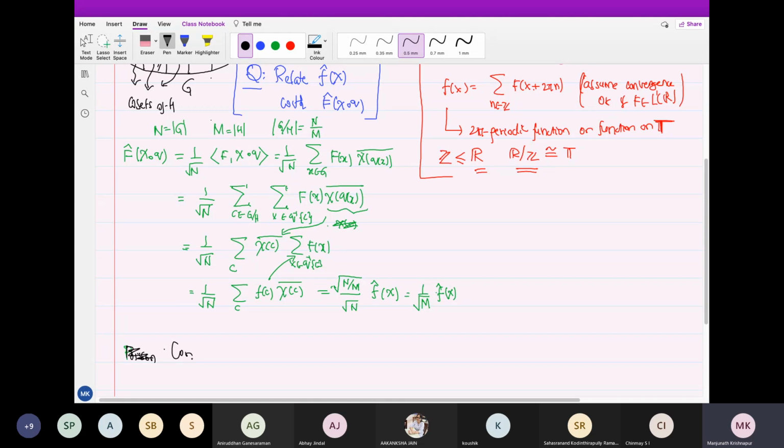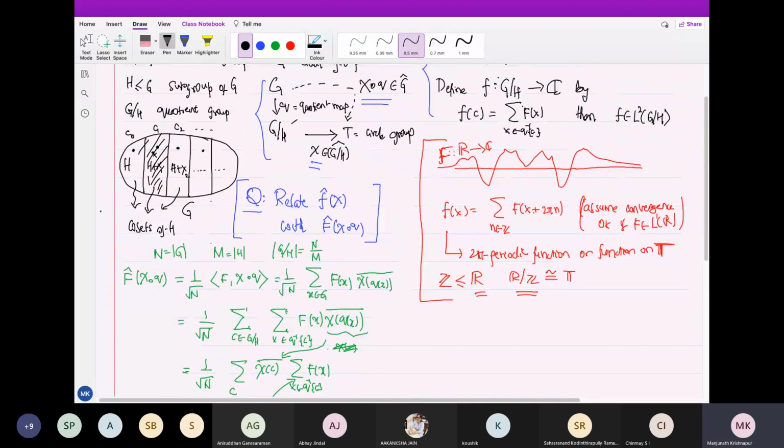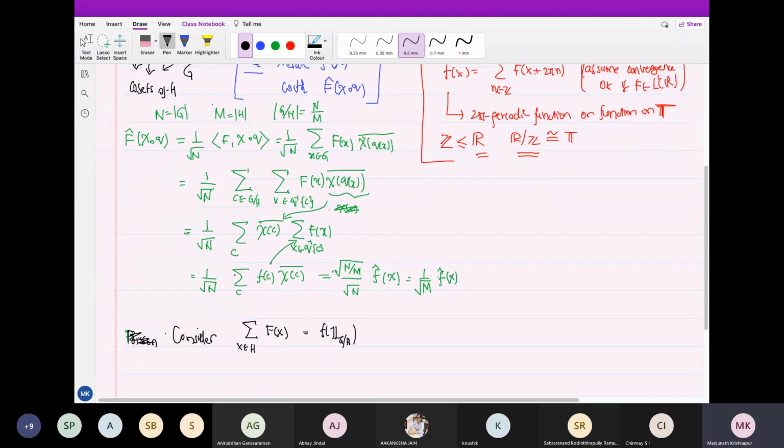Let's consider the sum over x in H of f of x. So what is this? This is summing over a coset, right? H is a coset itself. This is actually small f at the identity of G mod H. The identity coset in G mod H is the one that corresponds to H itself, right? So that is f at 1.